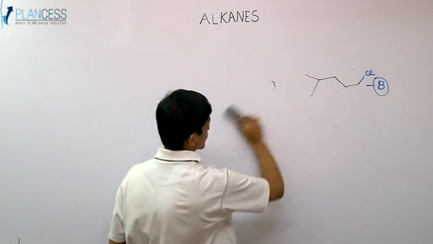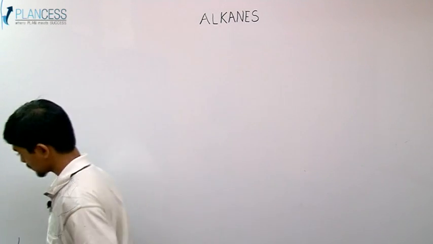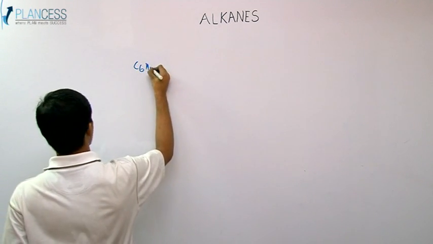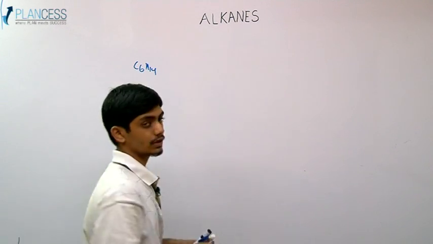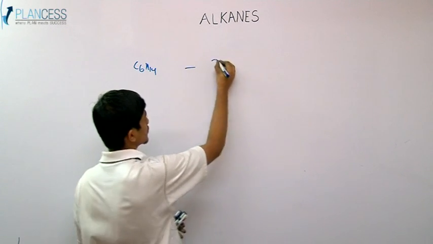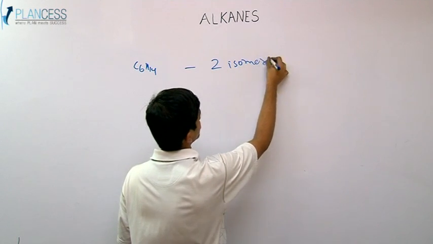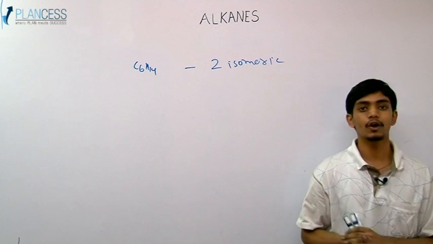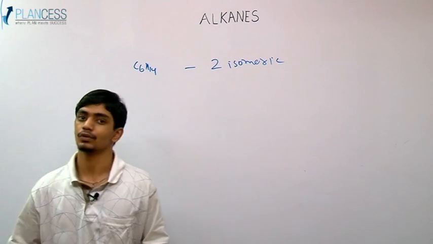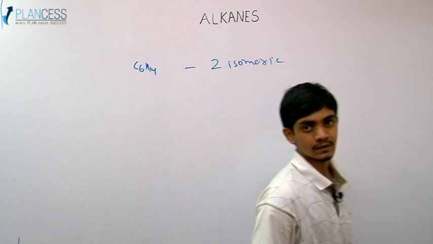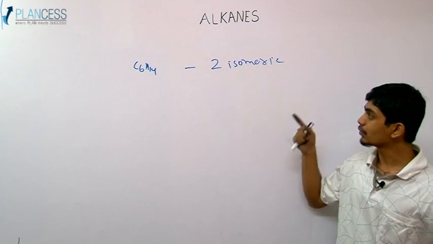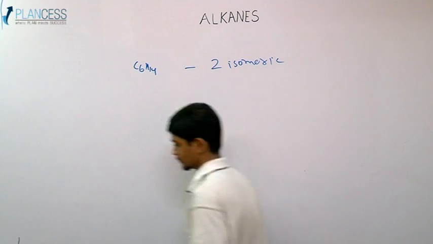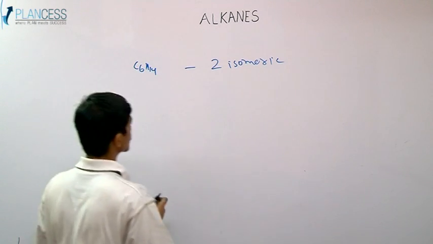Now the next question says that an alkane C6H14 gives 2 monochloroalkanes when chlorinated. That means there are 2 isomeric products formed. Now the previous question was you are given the alkane and you have to calculate how many isomeric products it can form on chlorination. But here now the question is you have to identify the structure of the alkane given that 2 isomeric products are forming. So now what we do is we start our search.